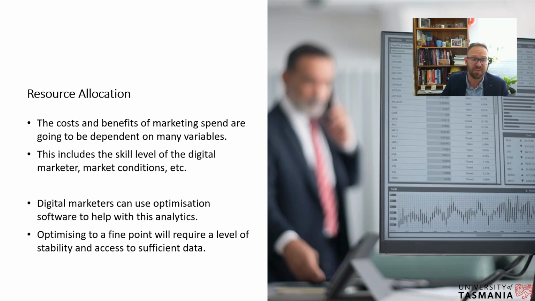Now, optimizing to a fine point will require a level of stability within that marketplace, because you're trying to predict what's going to happen in the future based on previous performance. And that's the best way that we use to predict things. When we work out probabilities of events happening, we look at what's happened in the past, look at what's changing where we're up to now, and then predict what's going to happen in the future based on what's happened in the past. So the more stable your market is, the more accurate your predictions will be.